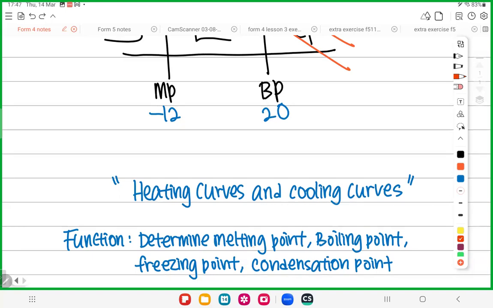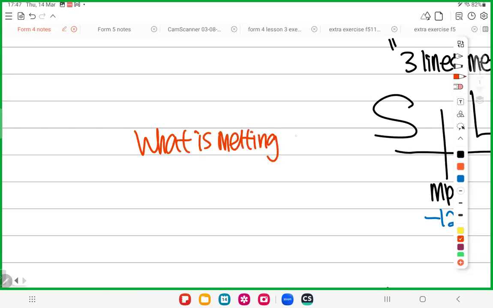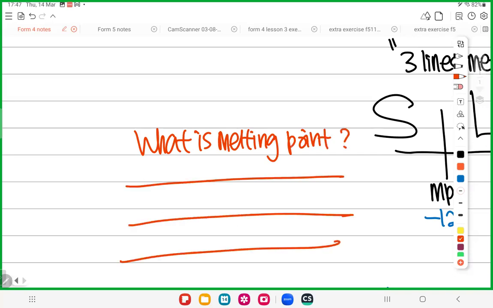Okay, now I would like you all to try this question. Let's say this year SPM asks you, what is melting point? What would be your answer? What you will write for your answer? Come on, try this. I'll give you some time. Just try.